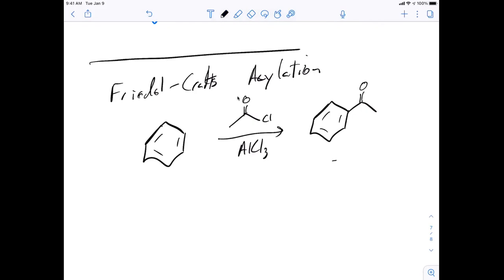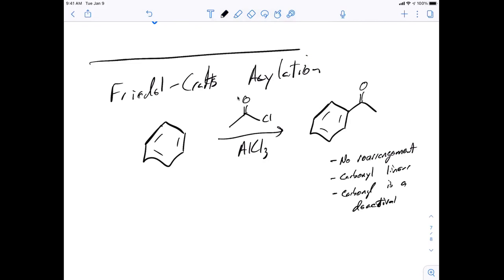Okay, there's some advantages to this. First, there's no rearrangement, and we'll see why in a second. We can potentially add carbonyls that are linear. In fact, they're going to be linear, because the carbonyl already has a double bond to oxygen. So I'm not going to have any tertiary or secondary groups coming right off. And the carbonyl is a deactivator.